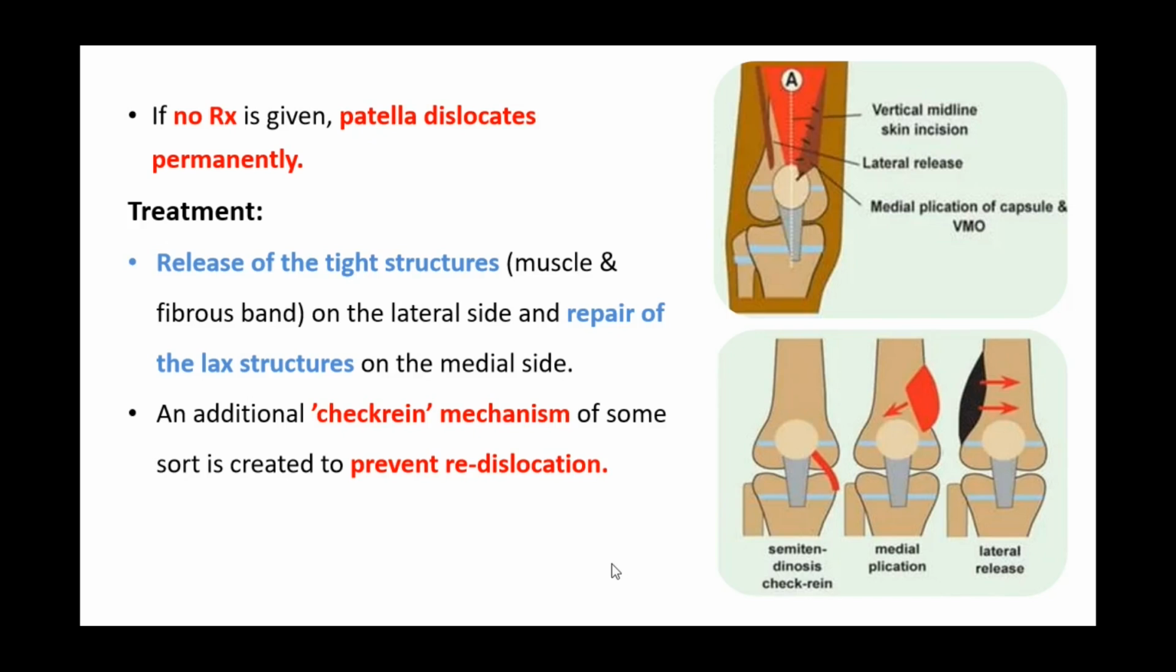An additional check-rein mechanism of some sort is created to prevent redislocation. For this, the semitendinosus tendon is used in such a way that it prevents the redislocation. So this is all about the treatment of habitual dislocation of patella: the release of tight structures on the lateral side, repair of the lax structures on the medial side, and a check-rein mechanism with the help of the semitendinosus muscle.